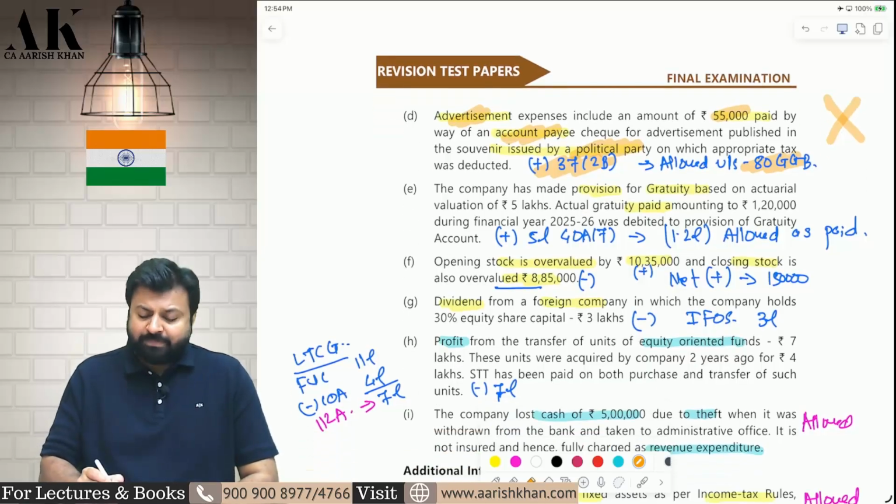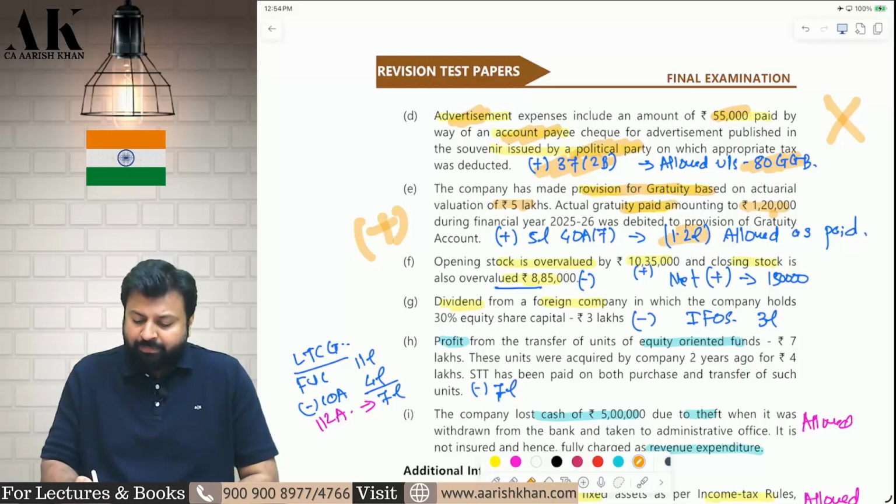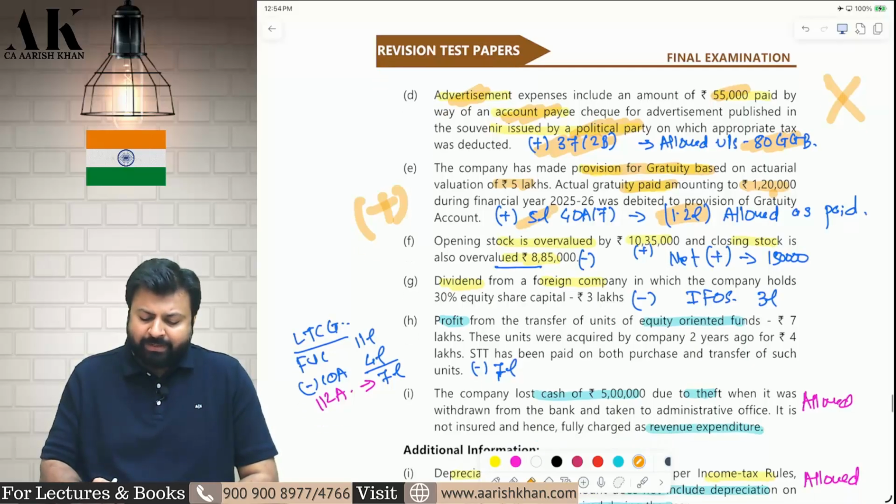Next is a very routine adjustment again. Provision for gratuity based on actuary, that will be disallowed under 40A(7), and whatever provision is paid that will be allowed under PGBP. So 1.2 lakhs will be disallowed and 5 lakh will be allowed.